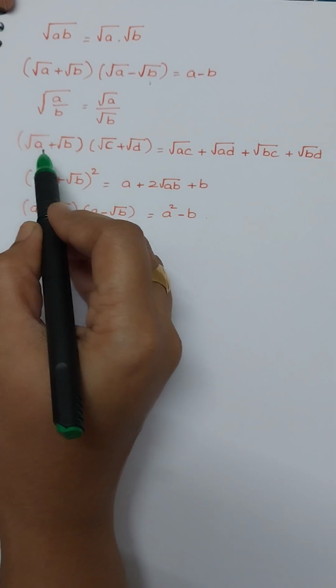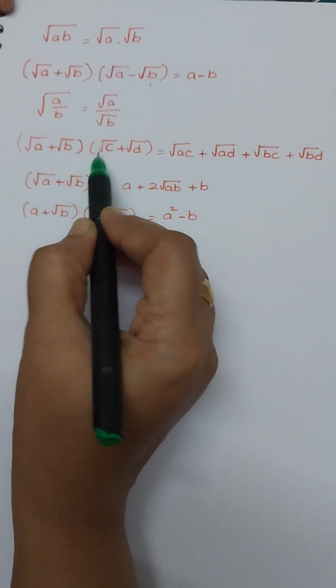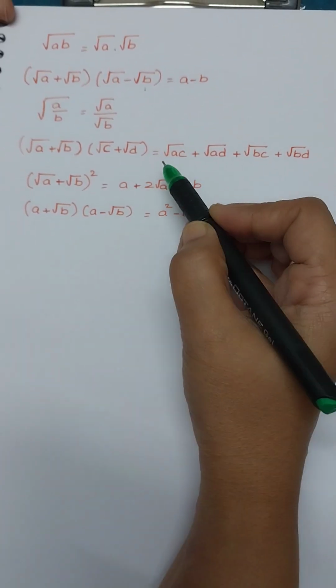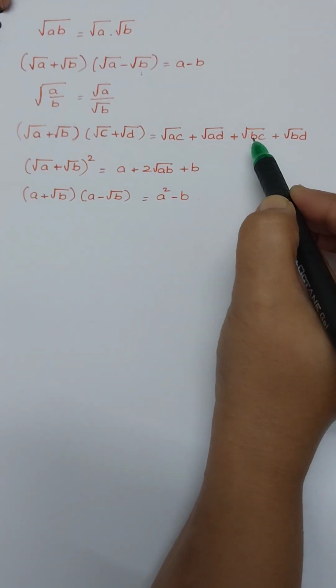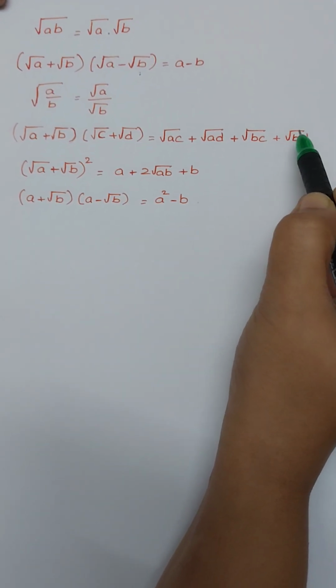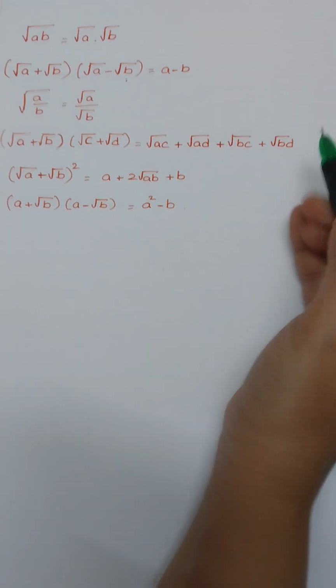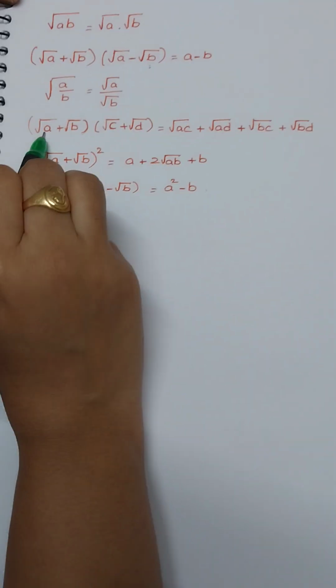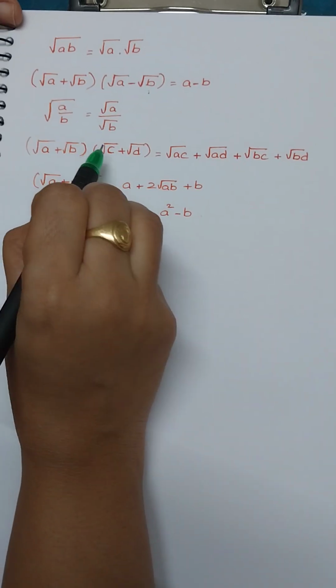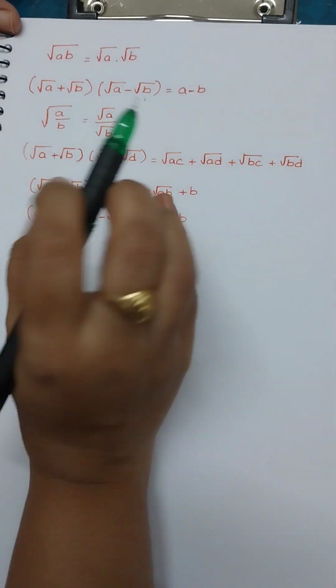Next, root A plus root B into root C plus root D gives root of AC plus root of AD plus root of BC plus root of BD. How did we get this? By multiplying these two: root of AC plus root of AD plus root of BC plus root of BD.